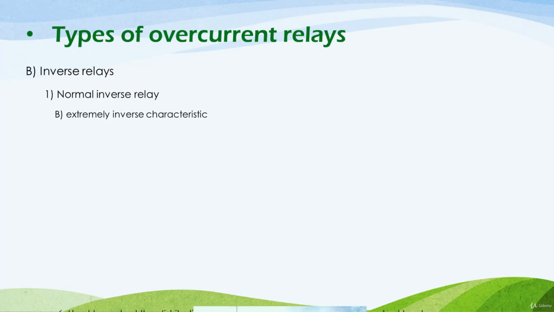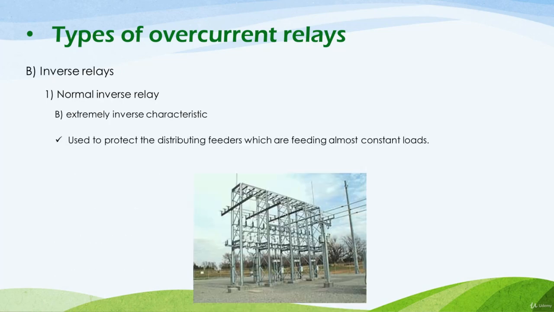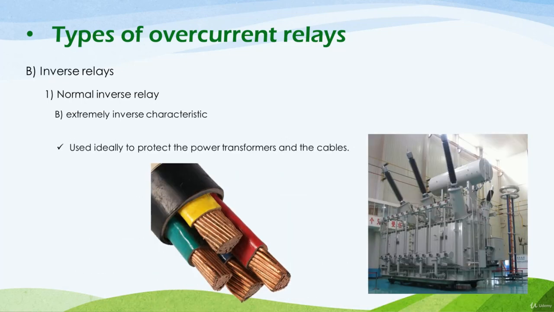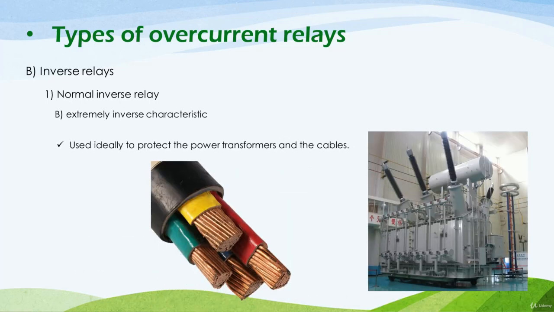And also the second application at which we use the extremely inverse relays is to protect the distribution feeders, like those feeders feeding some constant loads. So in case of feeders feeding constant loads, we use this type of relays. And also we use this type of relays when we need to protect the power transformers, and also if we need to protect the cables. So this is the use of the extremely inverse relays.